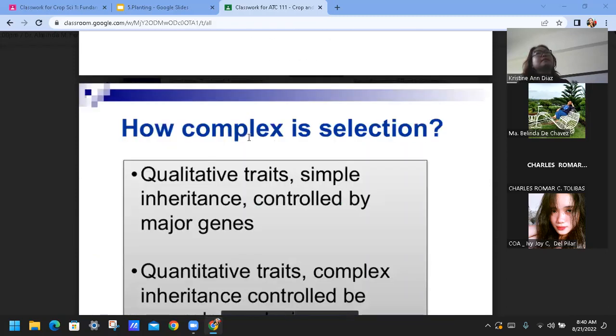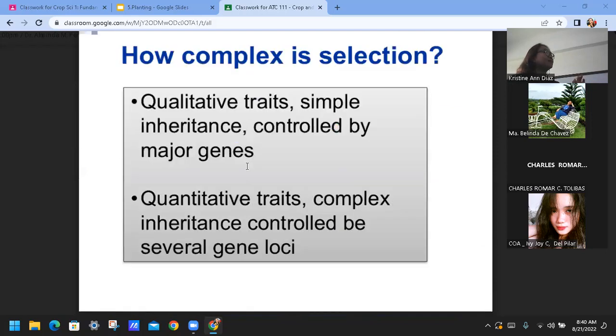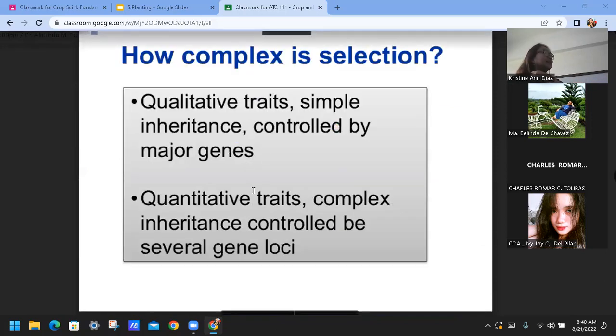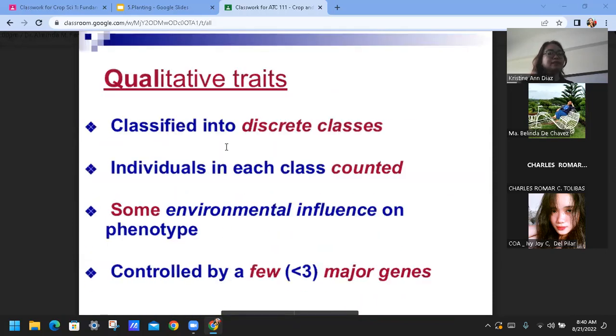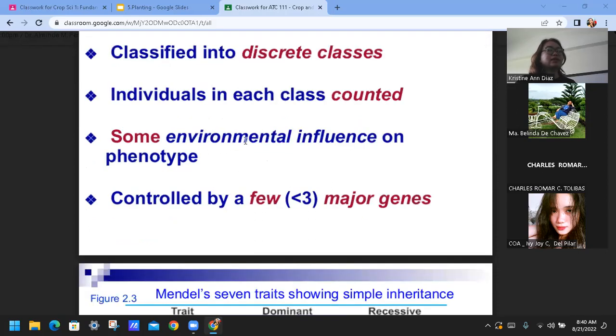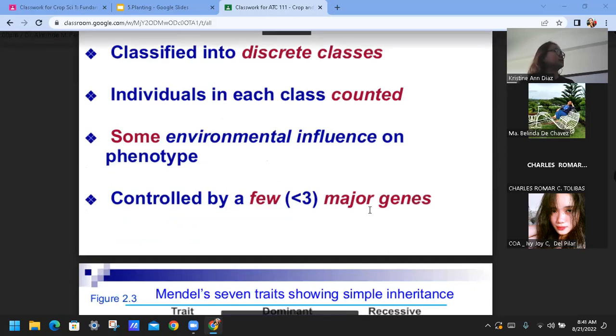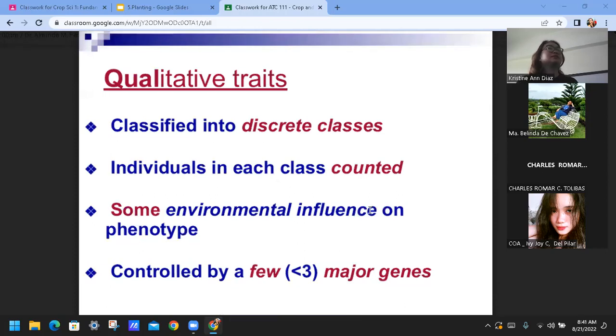So in crop plant or plant breeding, we have the so-called qualitative traits and quantitative traits, no? Simple inheritance controlled by major genes. Well, in quantitative, medyo complex siya which is controlled by several genes, no? When we speak of qualitative traits, it's classified into discrete classes, and these are counted in class. And environment has also influence on the phenotype and controlled by few major genes. Kasi sa plants and animals, okay, always dihybrid cross, no? Kasi not only one particular trait ang involved, marami.